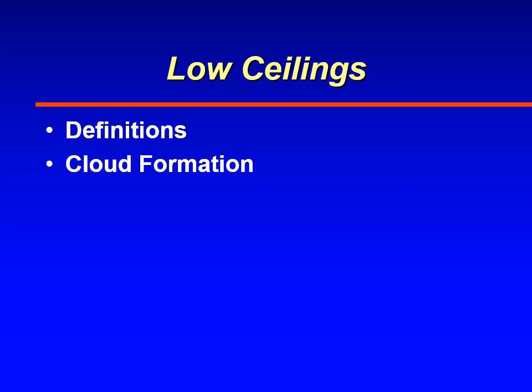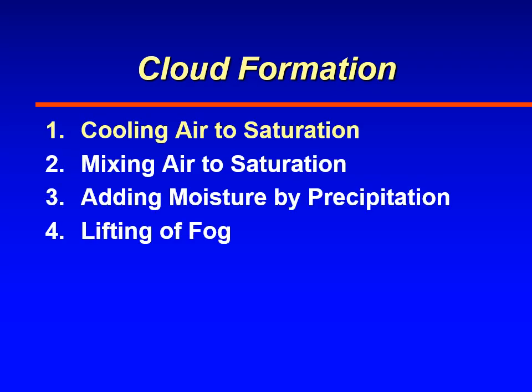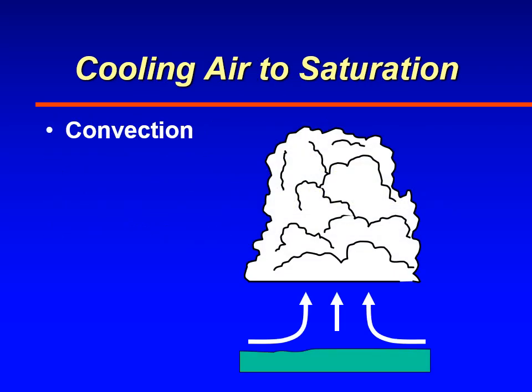Okay, moving on to cloud formation, how clouds form. There are four general ways. There are many ways, but these are kind of the four categories of methods for cloud formation. We're going to look at the first one in this video, and that's cooling the air to saturation. So there are many different ways in which air rises and cools. Convection, meaning vertical motion as a result of an unstable atmosphere. The air rises, thermals, and finally when the temperature equals the dew point, you get clouds.